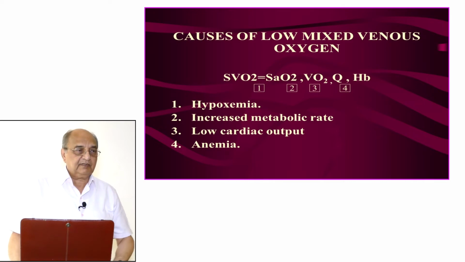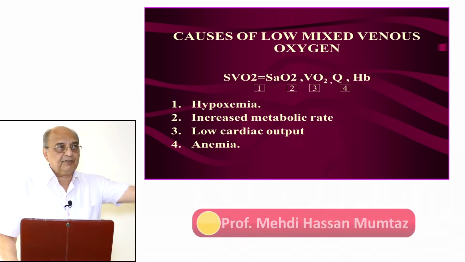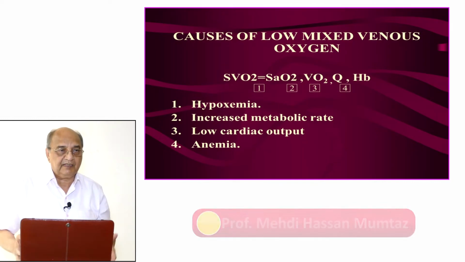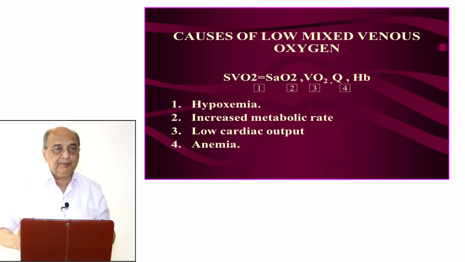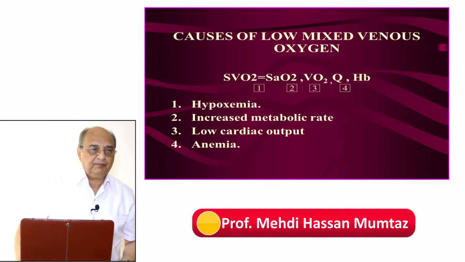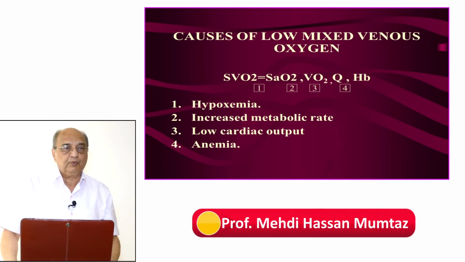Then if the person is anemic, although saturation is being given as 100%, the total amount of oxygen which is carried by the hemoglobin matters. Bulk of oxygen is carried by hemoglobin. The lower the level of hemoglobin, the less will be carried, the less will be DO2, the less will be delivered to the tissues. So you have to analyze all these 4 causes.